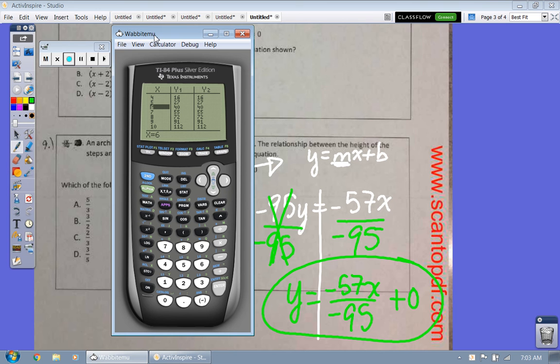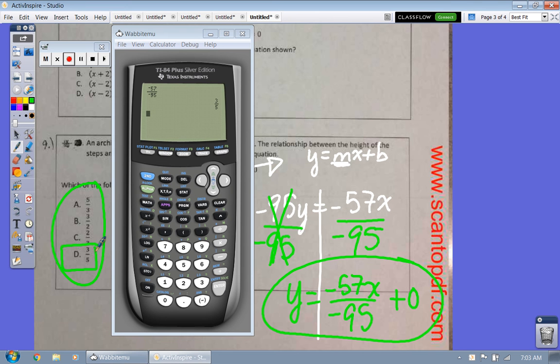If you look over here, you don't see any of these fractions that match up, but we can use the calculator to reduce this. So access your fraction component here on the calculator. We're going to type in negative 57. We're going to type in negative 95. When you hit enter, it will reduce it for you, and it will automatically tell you that the slope is 3/5.